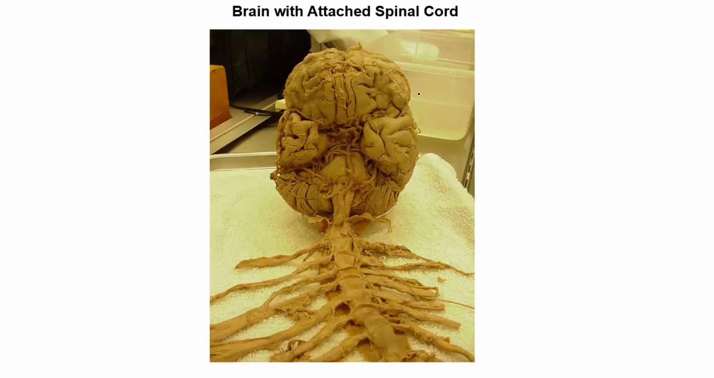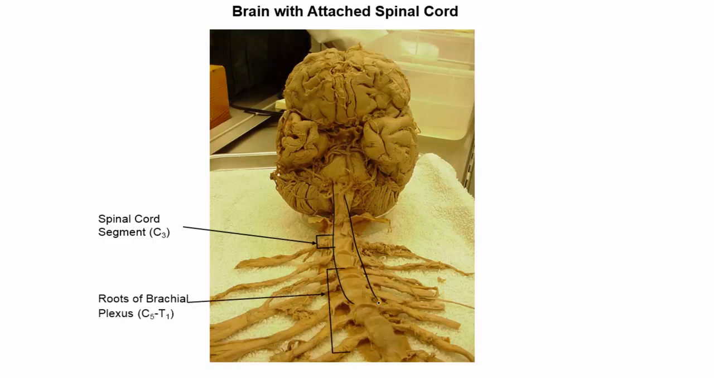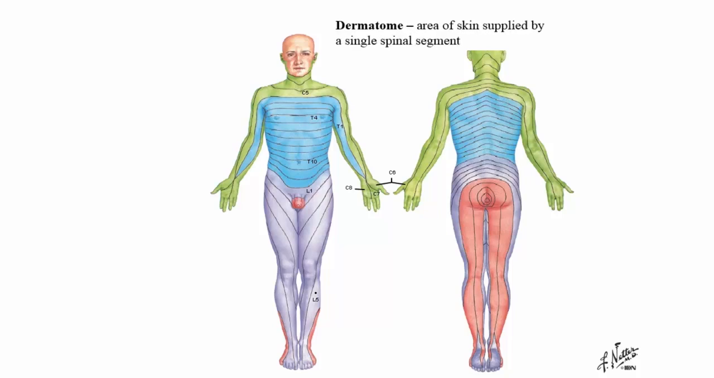So here is the brain, and here is a spinal cord that is coming off of the base of the brain. And we have the spinal cord that happens to be C3 spinal segment, and below it are the elements of the brachial plexus. Again, C5 to T1, pardon me. And you can see how the plexus is going to partially form in this case in a very complex pattern. We talked about the dermatome, an area of skin supplied by a single spinal segment on most of the body via ventral rami, and then deep to the skin posteriorly by the dorsal rami.